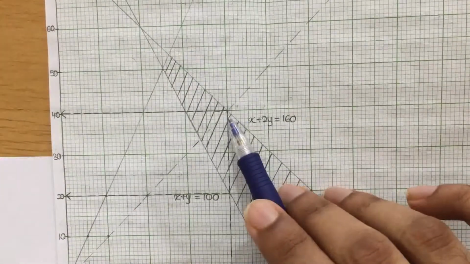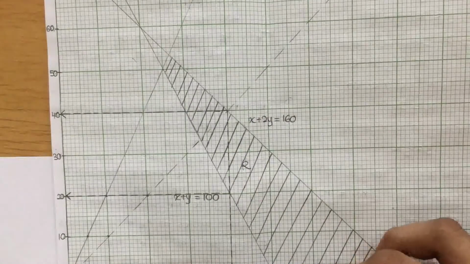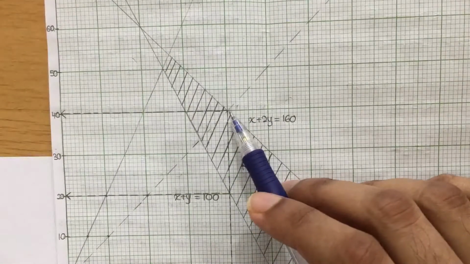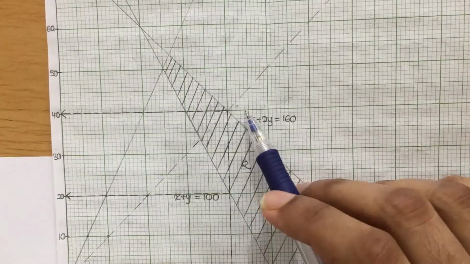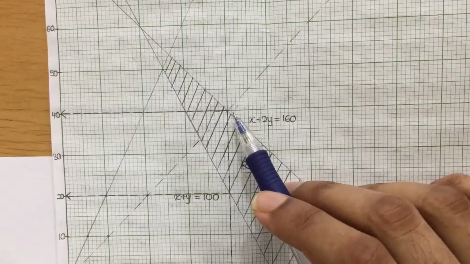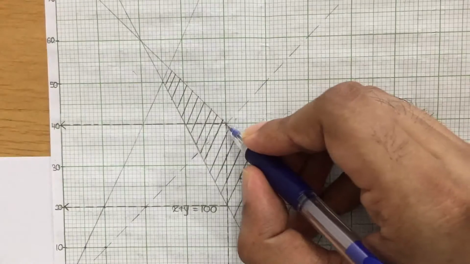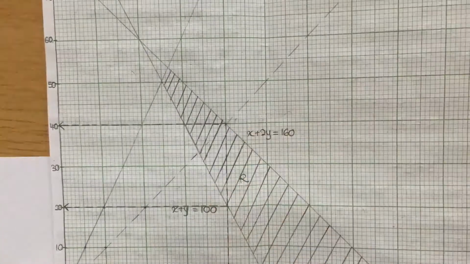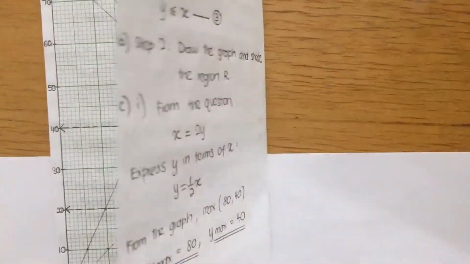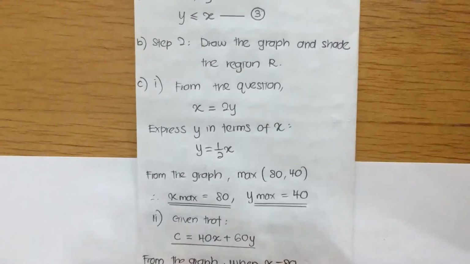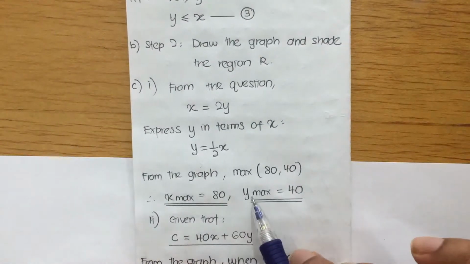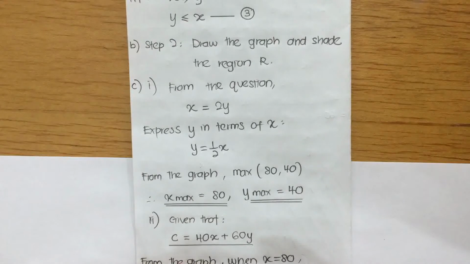When you look at your maximum over here, you can see that it's intersecting at the coordinate 80, 40. That means that your x maximum is 80 and your y maximum is 40. So it's clearly proven over here, guys, it's intersecting at this point. Okay, back to our discussion. So from the graph, we know that our x max is equal to 80 and your y max equals 40. Okay, that is all, guys, for the question C part 1.